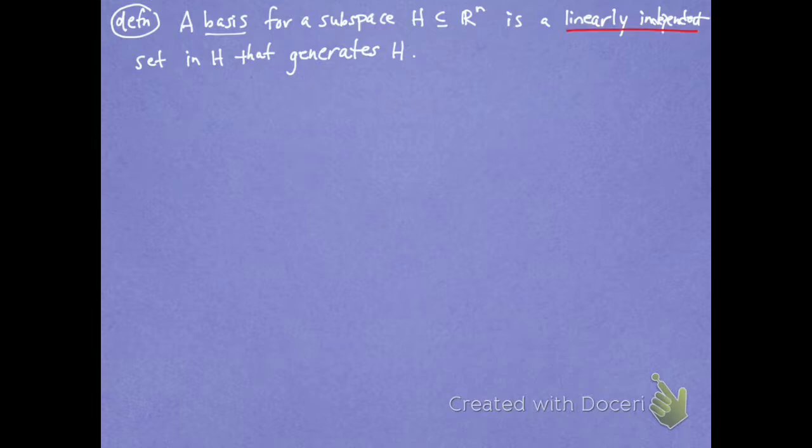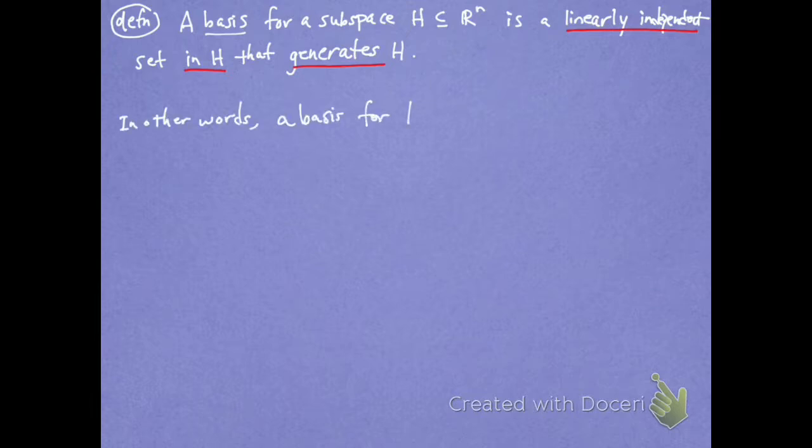There's some things to notice in this definition. The set has to be linearly independent. It also has to generate or span H. And finally, one that people often forget, it has to be a subset of H. I'm not going to take vectors that are outside of H and throw them into a basis.